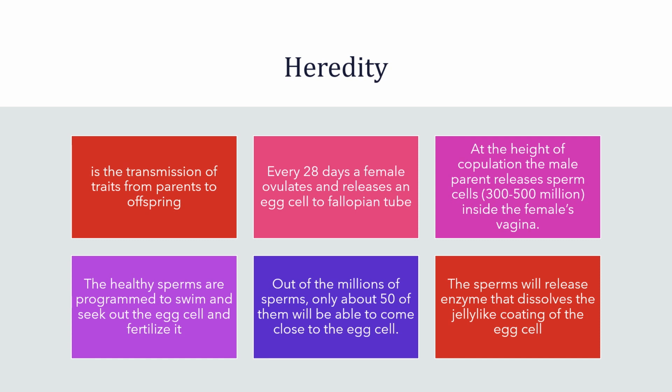The sperms will release an enzyme that dissolves the jelly-like coating of the egg cell. When the sperm reaches the egg cell, it releases a substance that dissolves the outer covering of the egg cell, so they can swim further inside. That's actually the conception, when the sperm cell meets the egg cell. That's how conception happens, and that's where heredity started.